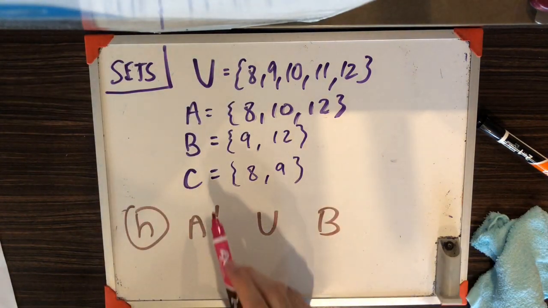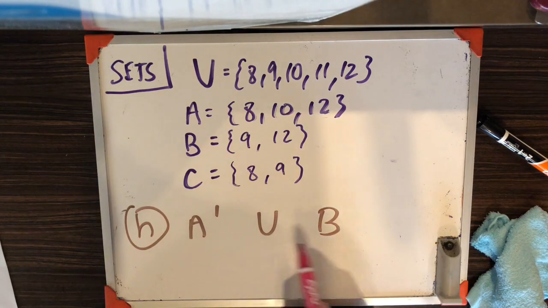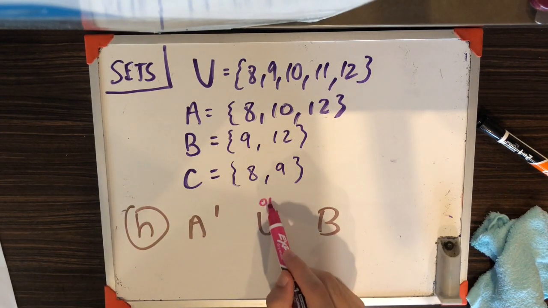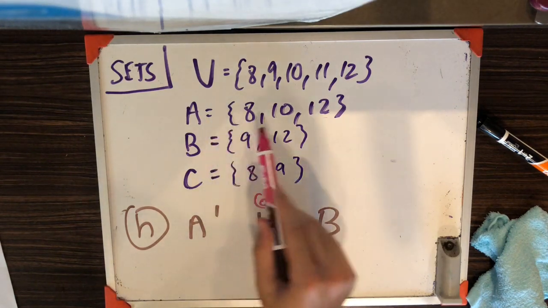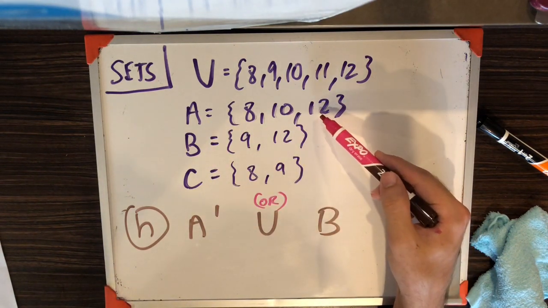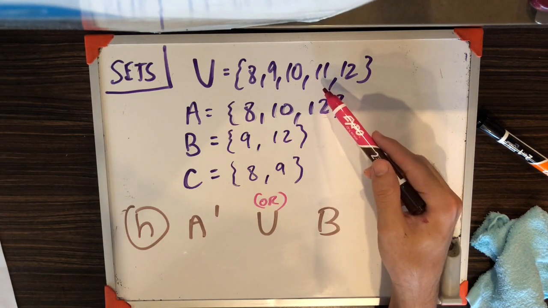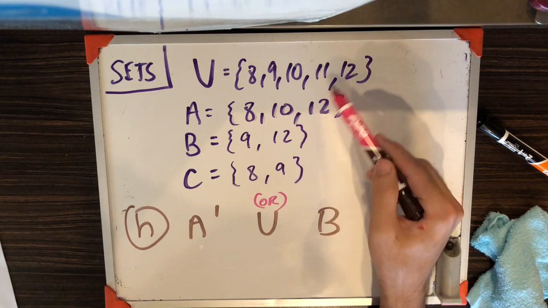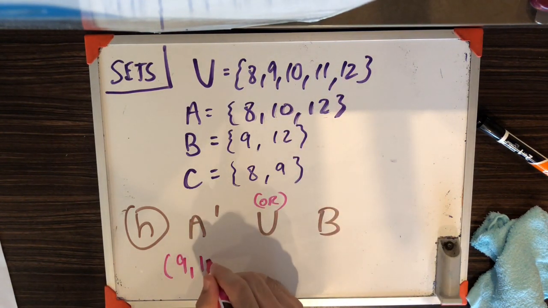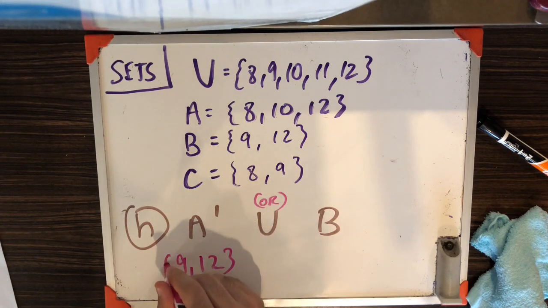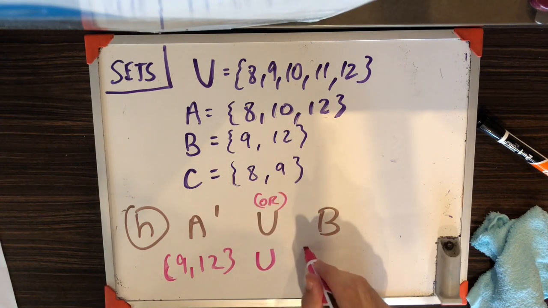For H says not complement of A, union B. Okay, remember this is OR. Now the complement of A, so what is not found in A, but that's in your universal set? Okay, that would be 9 and 12. Okay, that's not mentioned in A. Union B, well, B is 9 to 12.